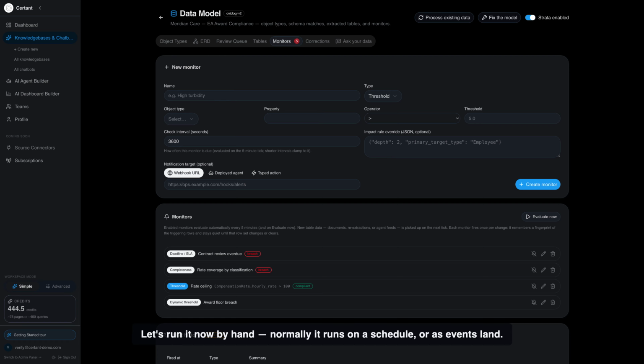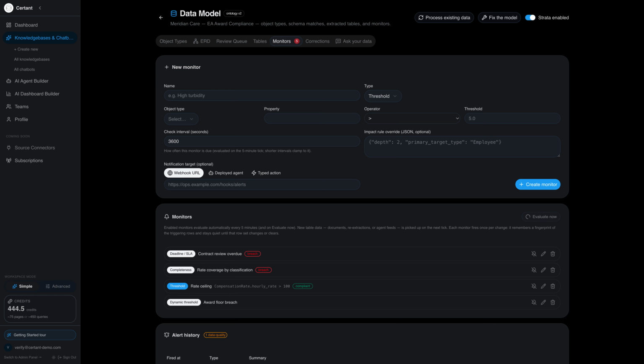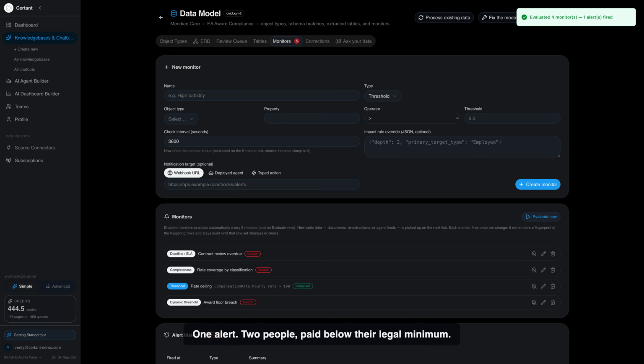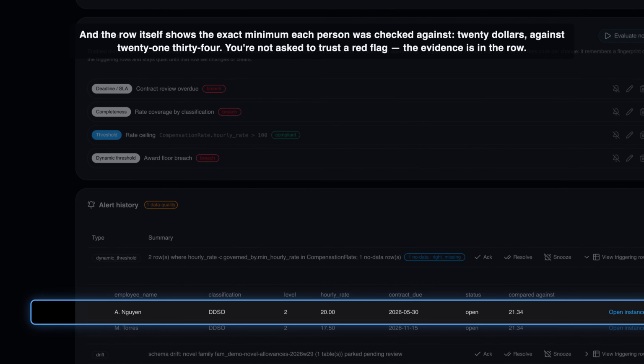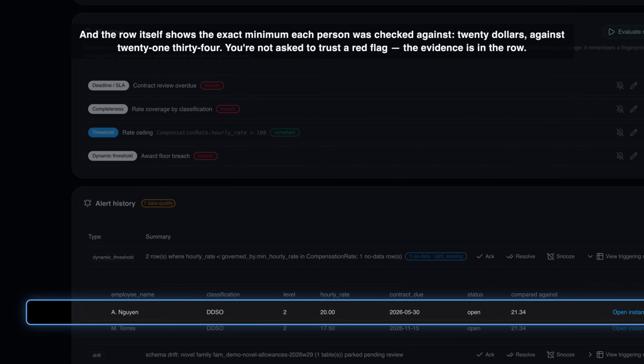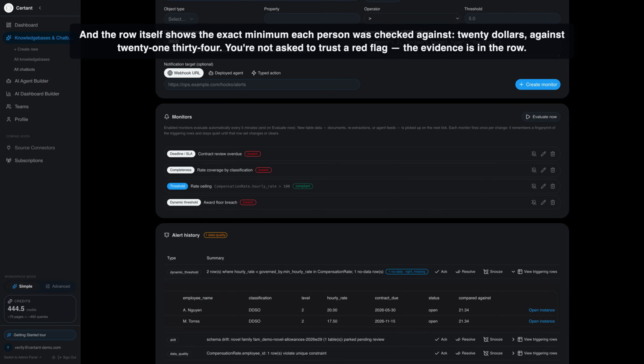Let's run it now by hand. Normally it runs on a schedule or as events land. One alert. Two people paid below their legal minimum. And the row itself shows the exact minimum each person was checked against. $20 against $21.34. You're not asked to trust a red flag. The evidence is in the row.